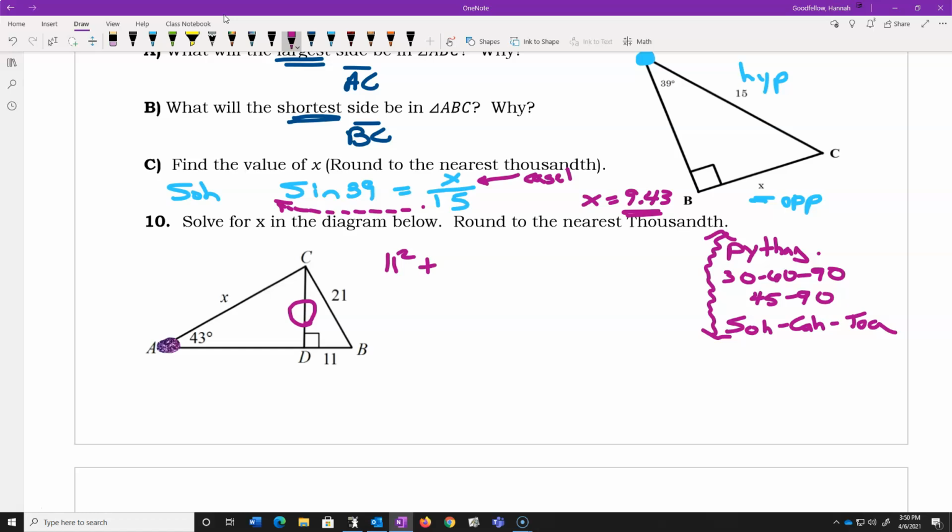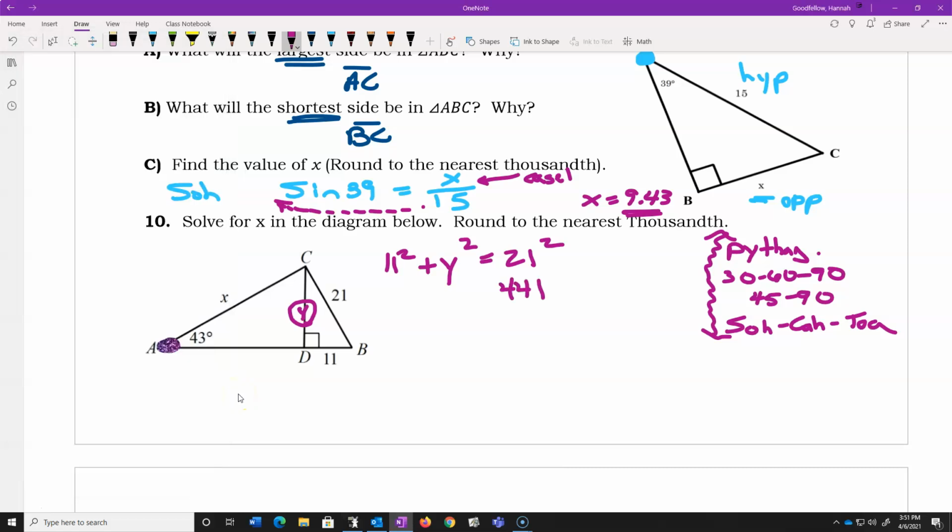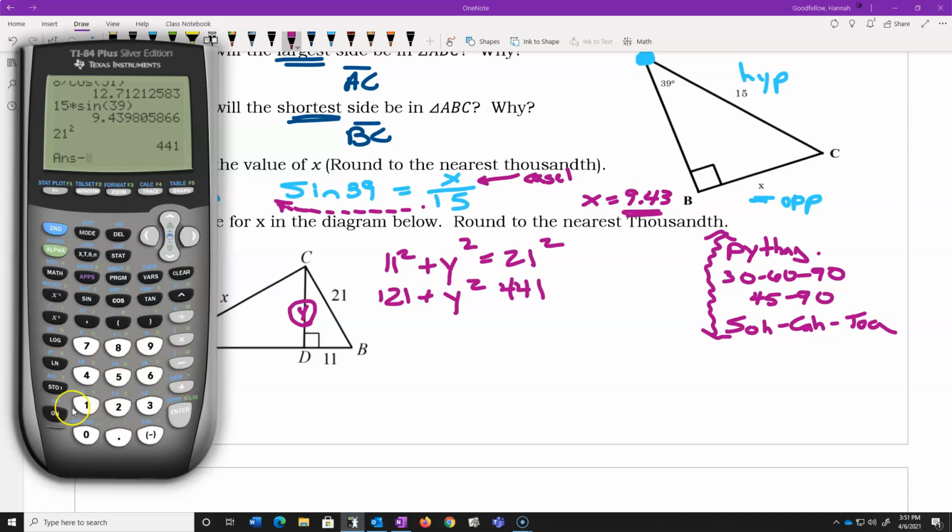11 squared plus, I'm not going to use x because we're already using x, so we'll call this guy y. 11 squared plus y squared is equal to 21 squared. Now let's see what kind of numbers we get here. 21 squared is a pretty good sized number. That's 441. And 11 squared is 121. If I subtract that guy over to the other side, this is just Pythagorean stuff that I've done in the past. 441 minus 121 is 320. And then I would take the square root of 320.